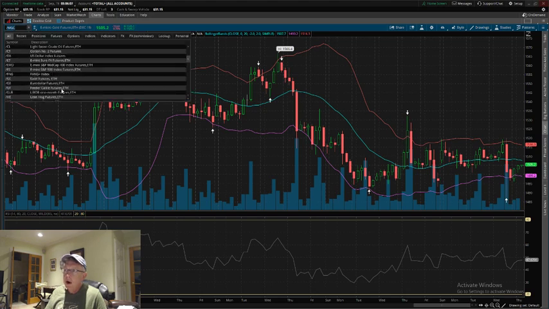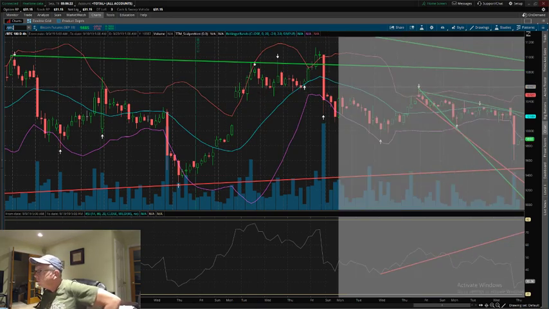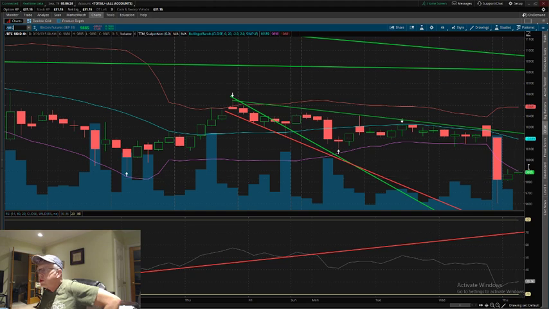Let's see what else we have going on here. Let's take a look at Bitcoin. Yeah, it broke. We are down below the 10,000 mark. Trying to bounce back here, but Bitcoin is not looking good.